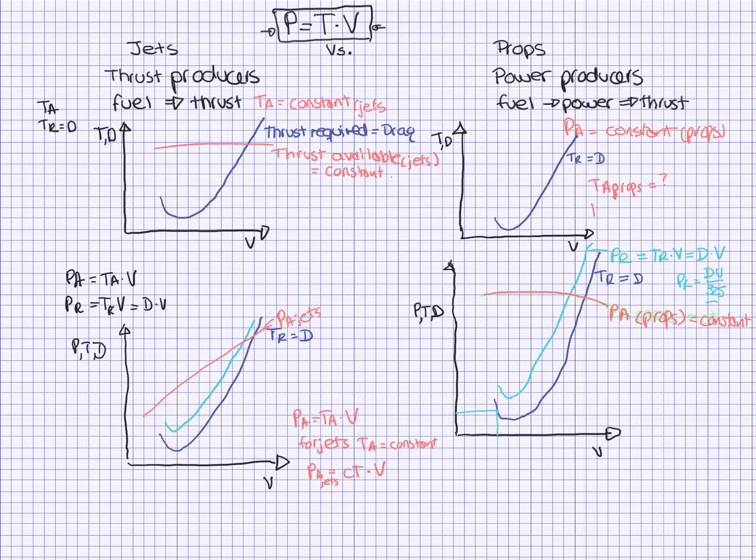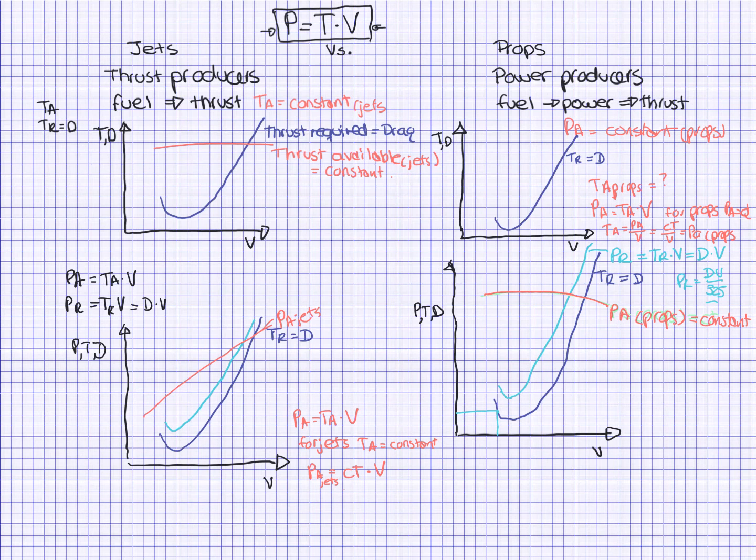We know that power available is thrust available times velocity. We know that for props, power available is constant. So we're going to solve this equation for thrust available. So thrust available is power available over velocity. We know that for props, power available is constant. So for props, thrust available is a constant over velocity. It's going to be power available for props.